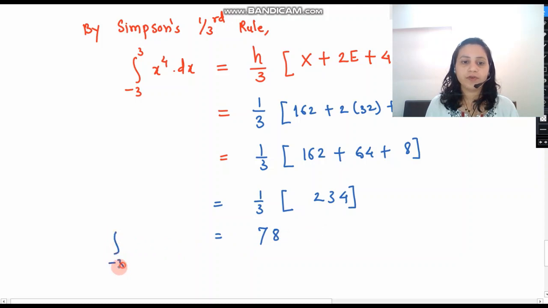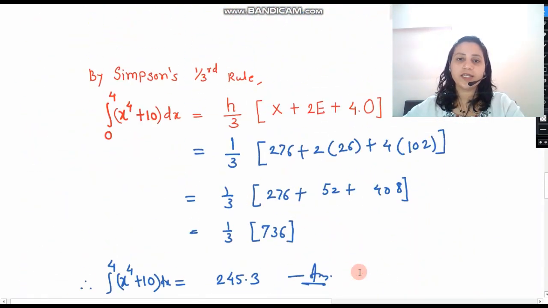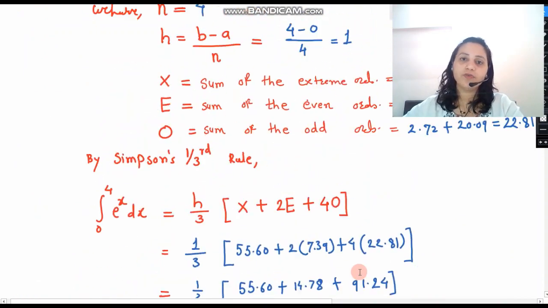So the integration from minus 3 to 3 of x raised to 4 dx by Simpson's one-third rule, the integration of this function is equal to 78. Okay, so this is the final answer. So I hope you can understand all these examples and the Simpson's one-third rule formula.